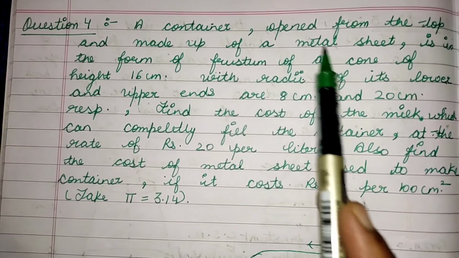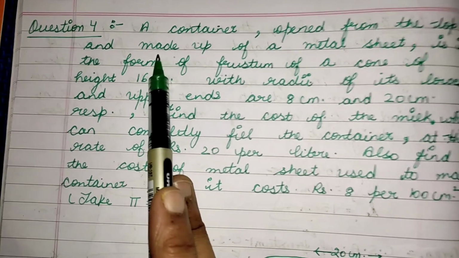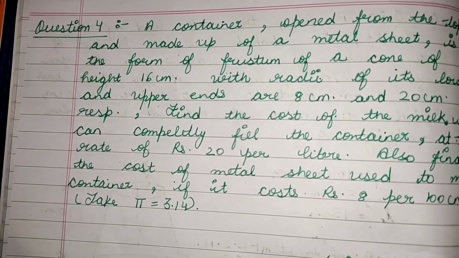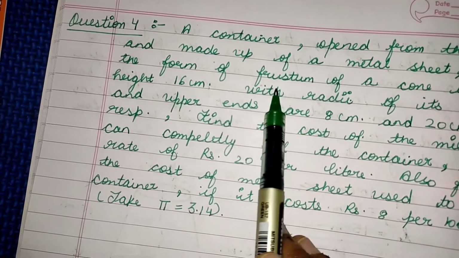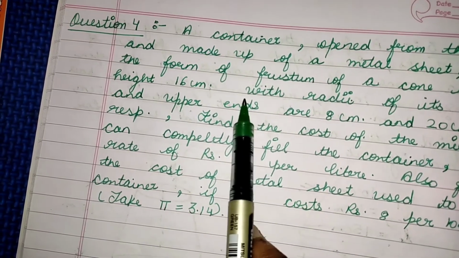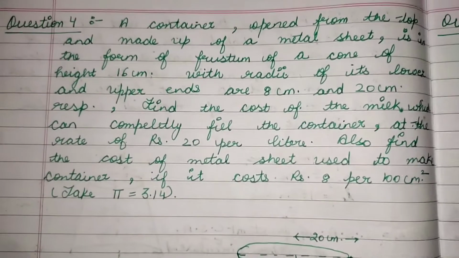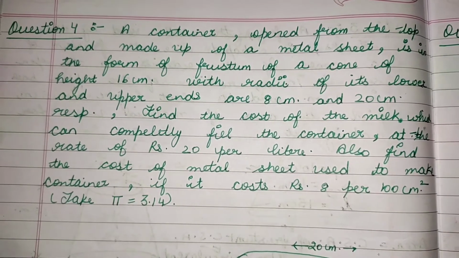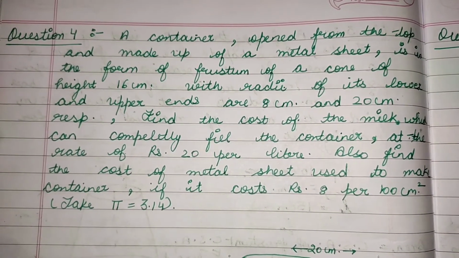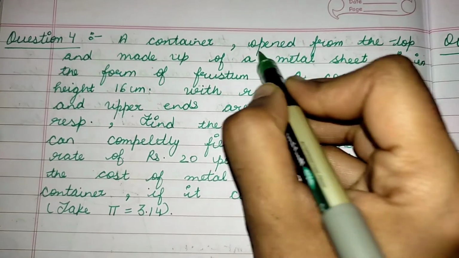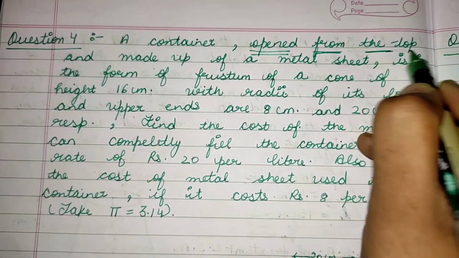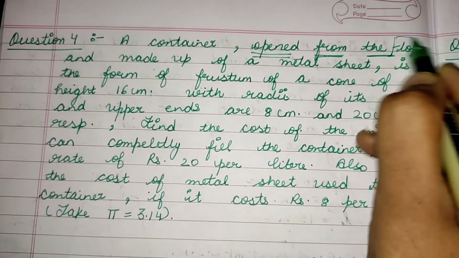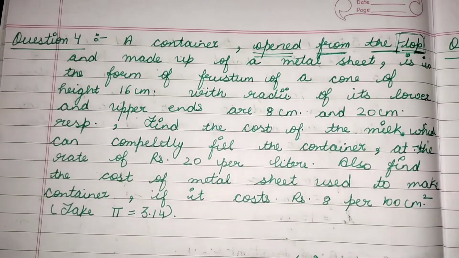Then moving to question number 4. Question number 4 says that a container opened from the top, made up of metal sheet, is in the form of a frustum of a cone of height 16 centimeter, with radii of its lower and upper ends being 8 centimeter and 20 centimeter. See, again they are saying that this is opened from the top. So when we do the calculation, we will consider the area of this top part also.